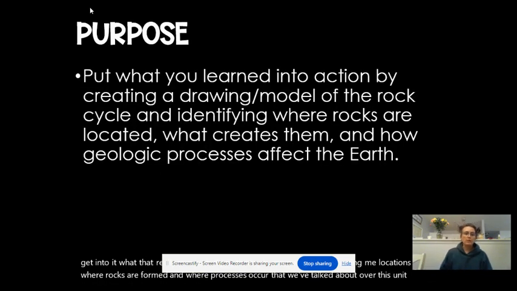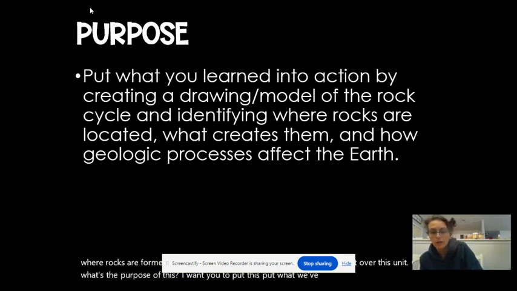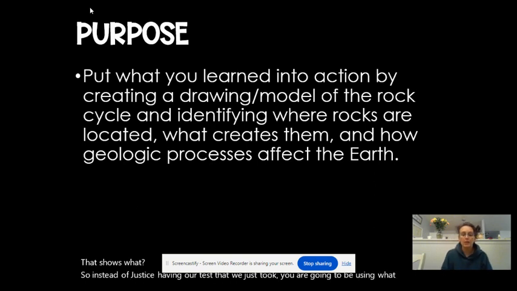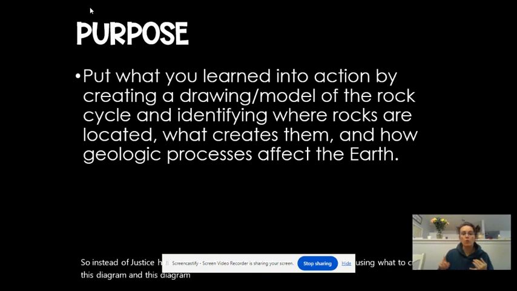So what's the purpose of this? I want you to put what we've learned into action by creating something that shows what you know. Instead of just having our test that we just took, you are going to be using what you know to create this diagram. And this diagram is going to show where certain rocks are, what creates them, and how geologic processes affect the earth through landforms.